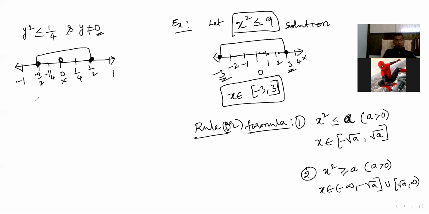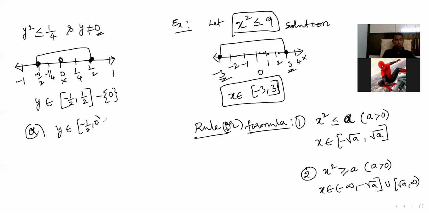So therefore, y lies between the roots. See, less than means lies between the roots. What are the roots here? Minus 1 by 2 to 1 by 2. But one problem is there. What is that? It cannot be 0. If it is 0, then x cannot be a real number. That's what we discussed. You can write like this: y belongs to minus 1 by 2 to 0, open bracket, then 0 to 1 by 2, open bracket. So 0 we are eliminating. Yes, sir.